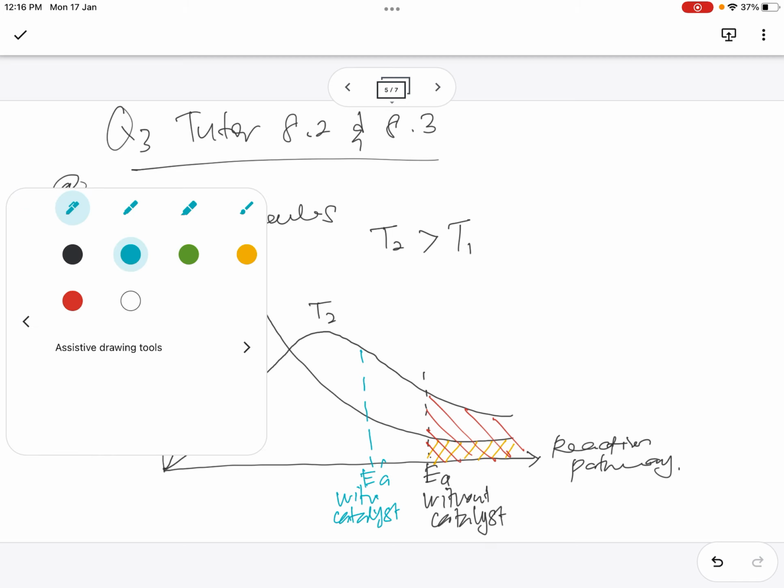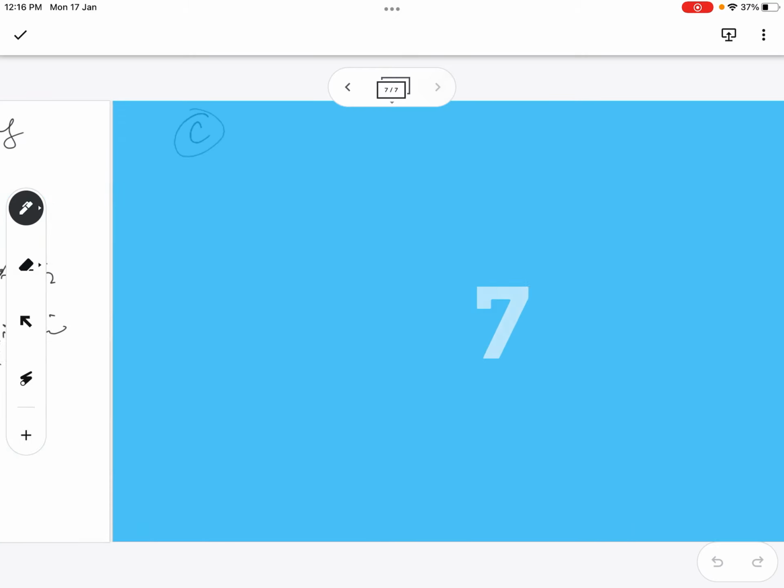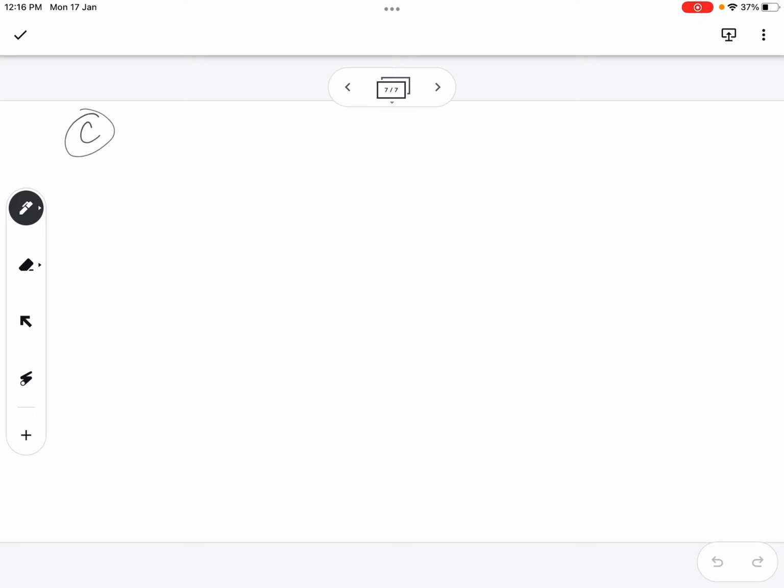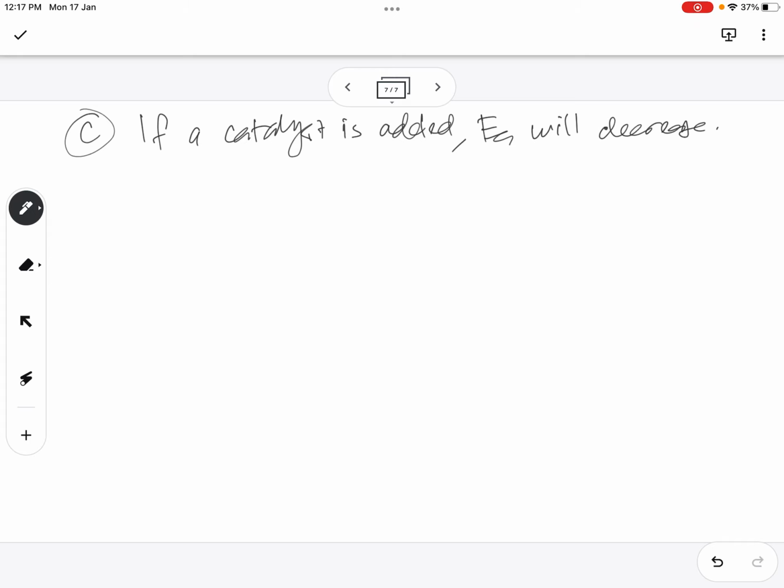Back to question C, the first question. What would happen to the EA value if a catalyst is added? If a catalyst is added, EA will increase or decrease? What do you think? Decrease, very good. So if a catalyst is added, EA will decrease. And then mark the new EA value on the axis. We have marked it.